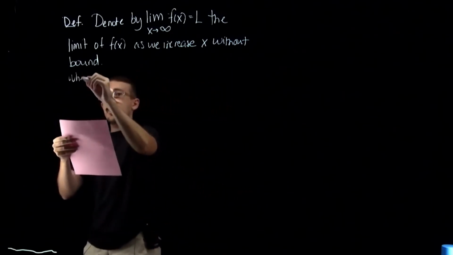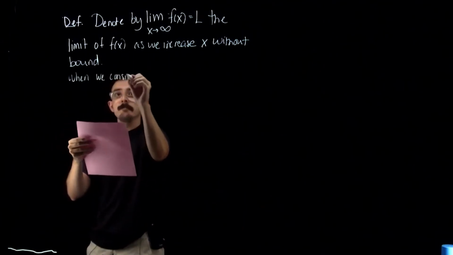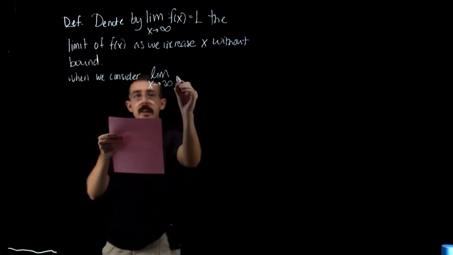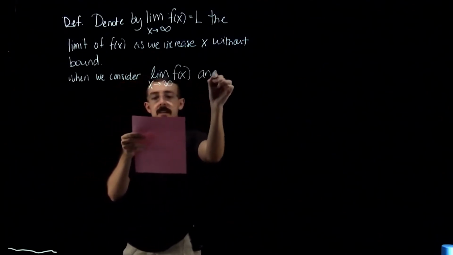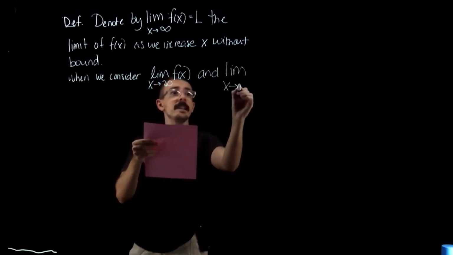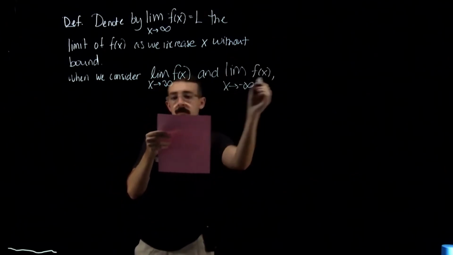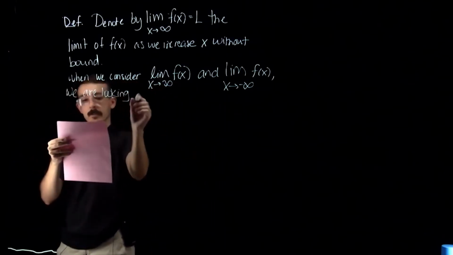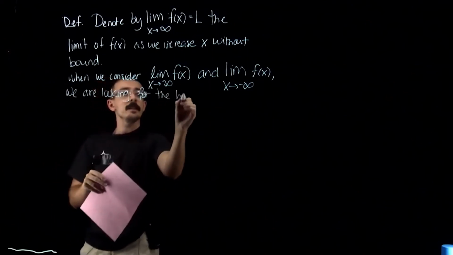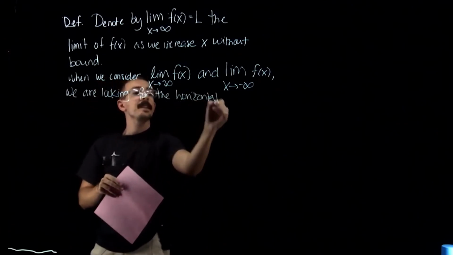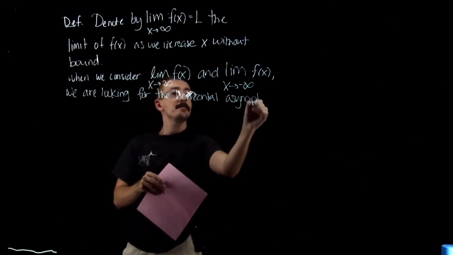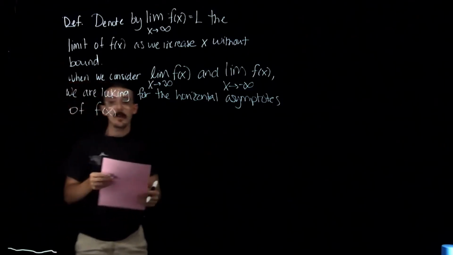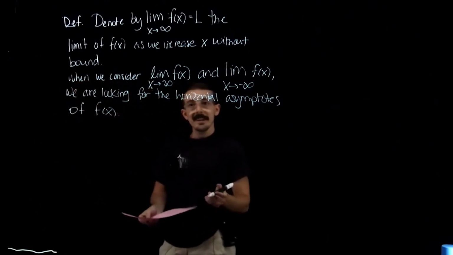So when we consider the limit as x goes to infinity of f of x and the limit as x goes to negative infinity of f of x, we are looking for the horizontal asymptotes of f of x, of the original graph. So this is how you properly find the horizontal asymptotes. Let's look at an example.